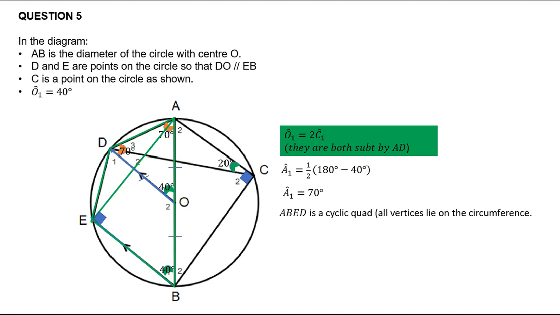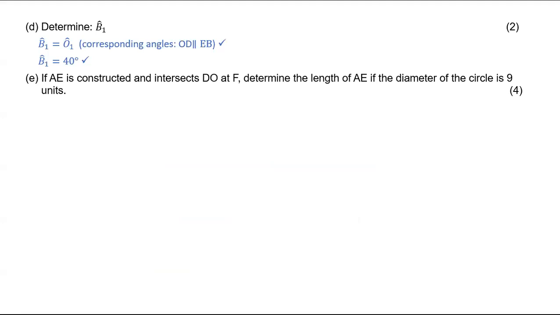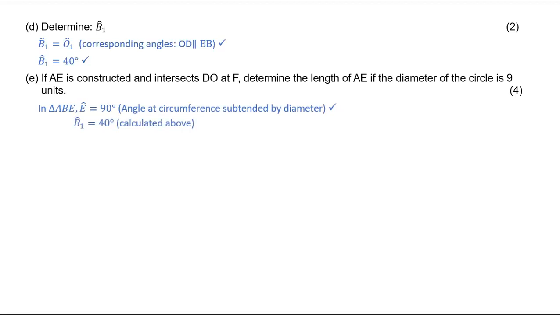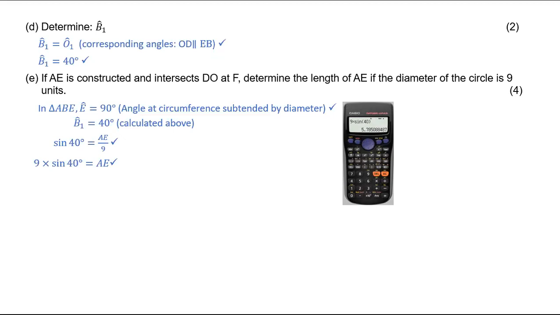So hypotenuse, opposite. One ratio comes to mind, and that is sine. So sine of 40 will be AE divided by the hypotenuse, which is 9. The hypotenuse was given to us as 9. So all I did was just to apply sine of 40 degrees will be AE divided by 9, and I multiplied both sides by 9 to get rid of the denominator. So I ended up having 9 times sine 40 will be equal to AE. Put that into your calculator, and you'll end up having AE approximating 5.8. And that's it. Easy, eh?